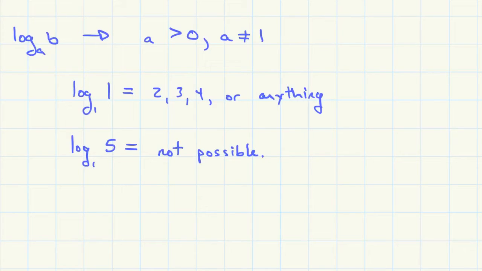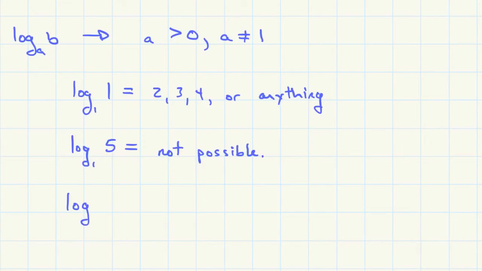If you consider a base of 0, it's the exact same argument. If you've got log base 0 of 0, it could be absolutely anything. But log base 0 of absolutely any other number, well, 0 to any power always equals 0, so it can't be anything else. So that's why we can't have a base of 0. And now we just need to think about negative bases.